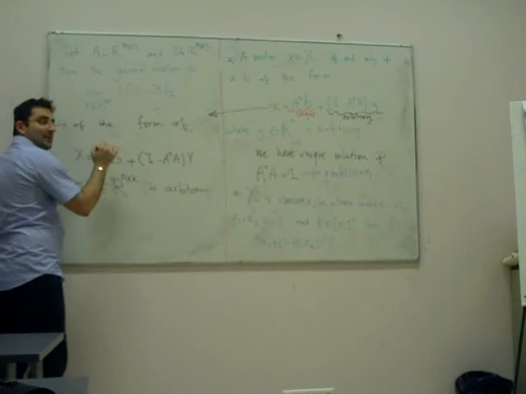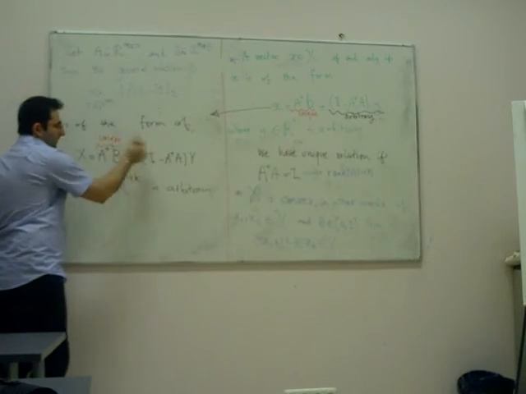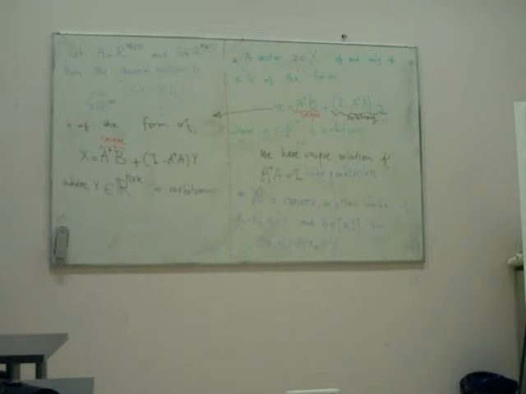What is this? The unique part. This is the unique part, and this is the arbitrary part. And if we have a unique solution, it means that our arbitrary part is equal to 0.